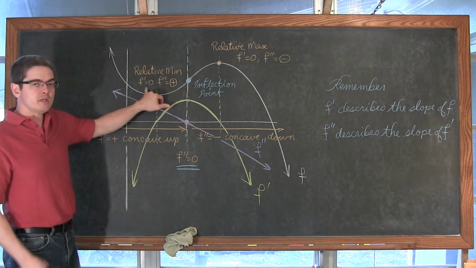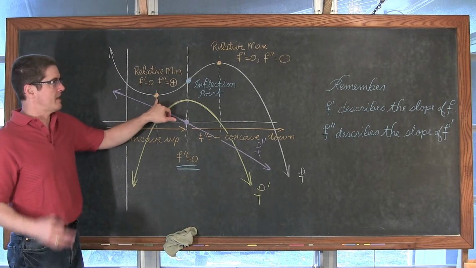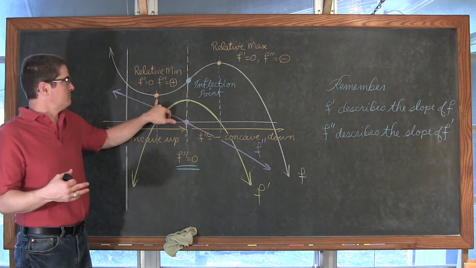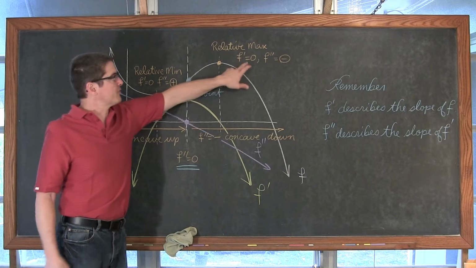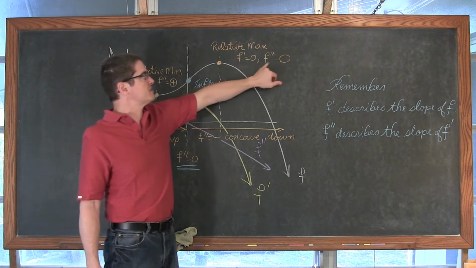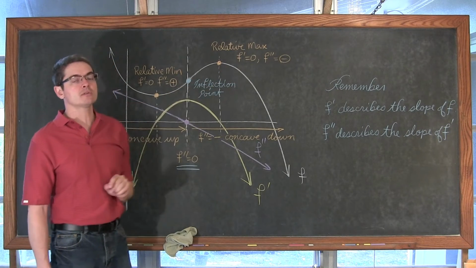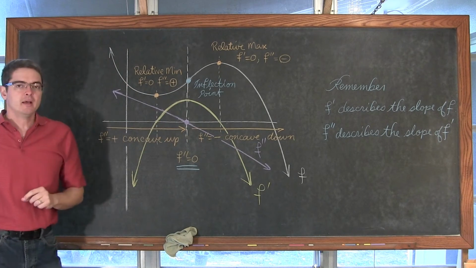If your first derivative exists and is equal to 0 and the second derivative is positive, then at that point, whatever, c sub 1, f of c sub 1, you have a relative min. And if the first derivative is equal to 0 and the second derivative is negative, at that, of course, same point, then you are finding a relative maximum.